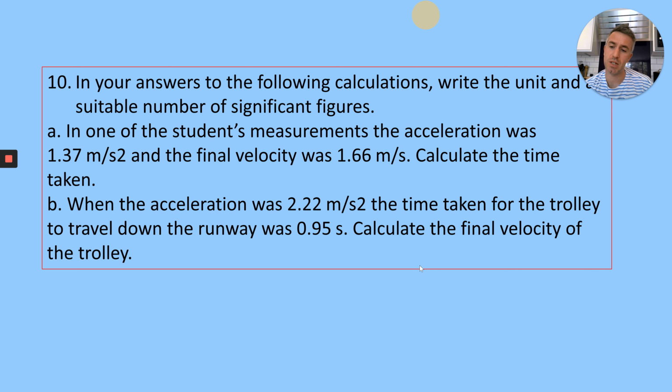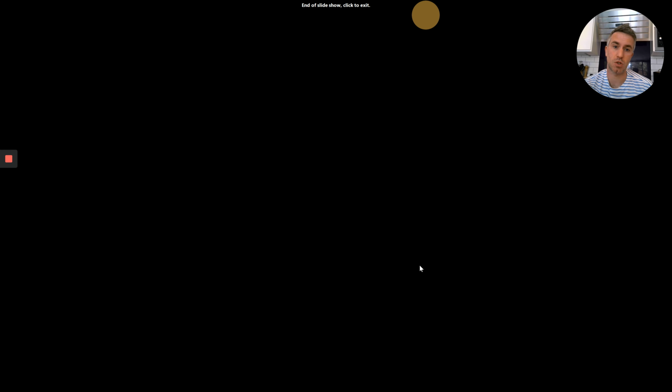When the acceleration was 2.22 meters per second squared, the time taken for the trolley to travel down the runway was this. Calculate the final velocity of the trolley. For both of these questions, you must assume the thing started from rest. So the starting velocity was 0. It gets to its final velocity. You can use that to calculate. And you've done. Just answer the questions.